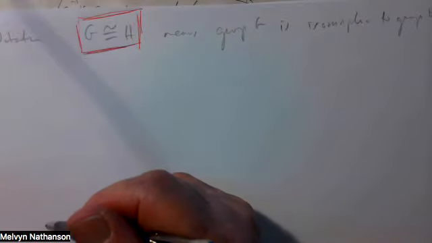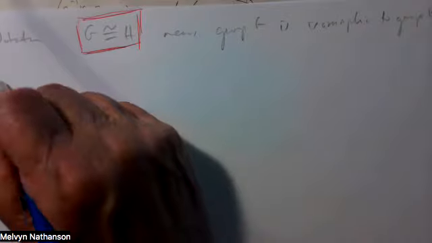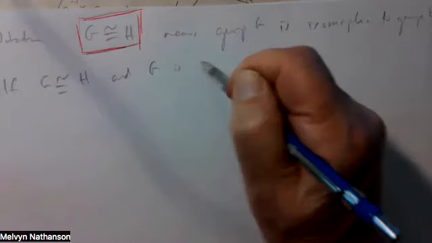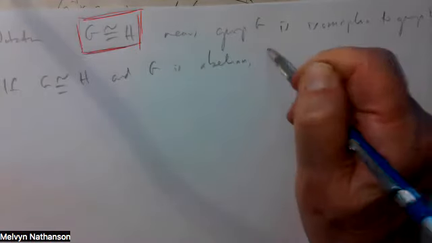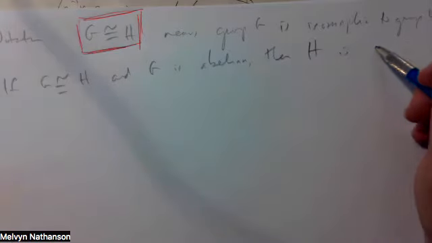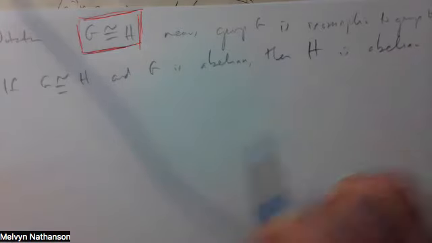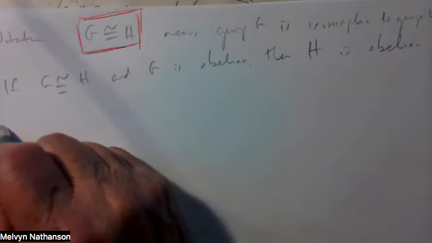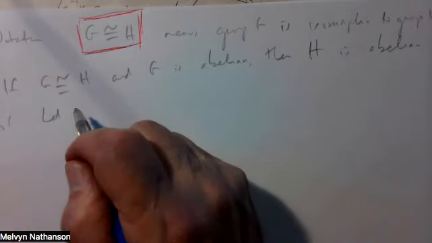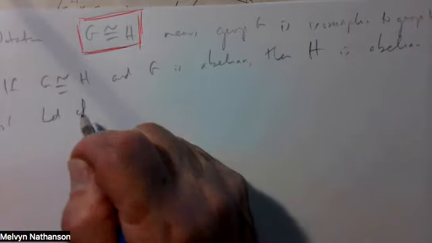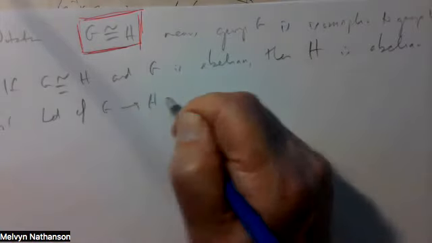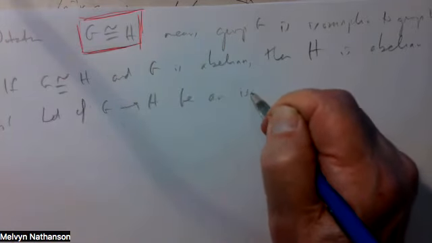So here's a little fact, if you like, not a theorem: if G is isomorphic to H and G is abelian, then H is abelian. Proof. Suppose I take a function, I'll call it phi, because that is the notation the book seems to like. Let phi from G to H be an isomorphism.